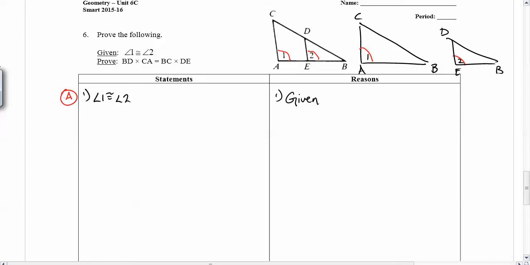And if you look at the picture, the easiest angle to match up is angle B. It's itself, right? They're the same angle. So in step 2, I can say angle B is congruent to angle B. And when something's congruent to itself, that's reflexive. So now I've got the second pair of angles matched up between the two triangles.